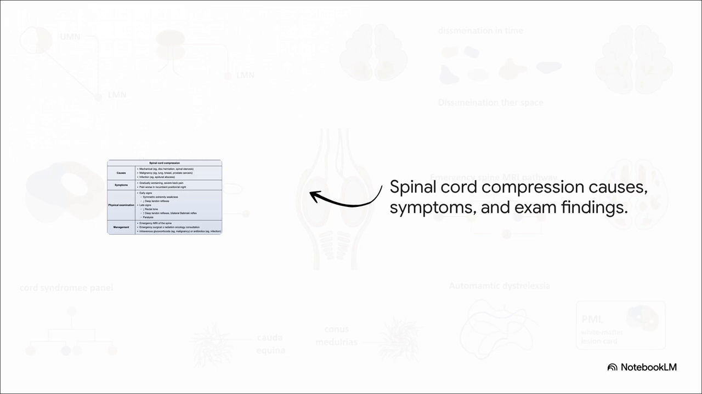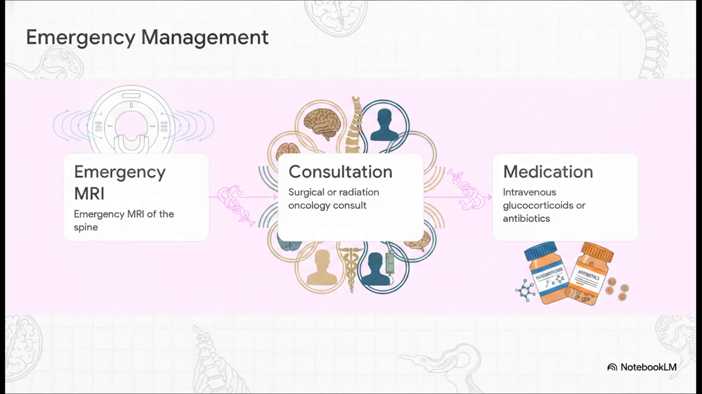Early on, you'll see symmetric extremity weakness and decreased deep tendon reflexes. But as the compression gets worse, the late signs kick in. Decreased rectal tone, hyperreflexia, a bilateral Babinski reflex, and eventually paralysis. For next steps, getting an emergency spine MRI is your top priority to confirm the diagnosis. You also need to call in an urgent surgical or radiation oncology consult.